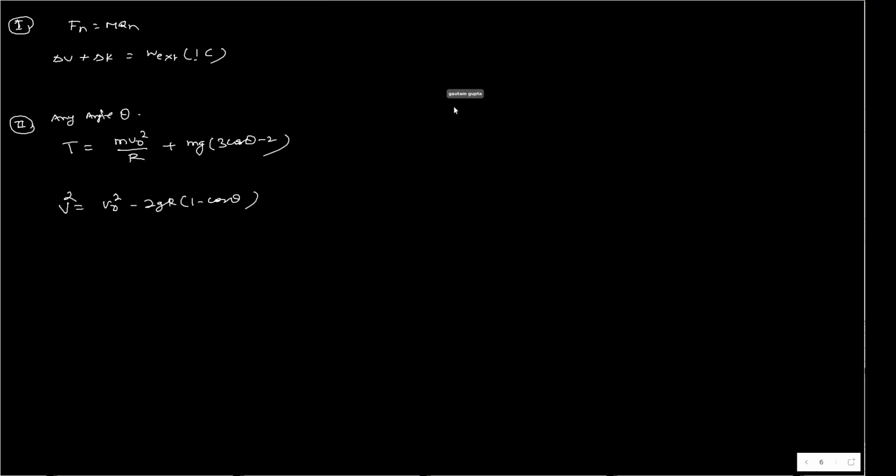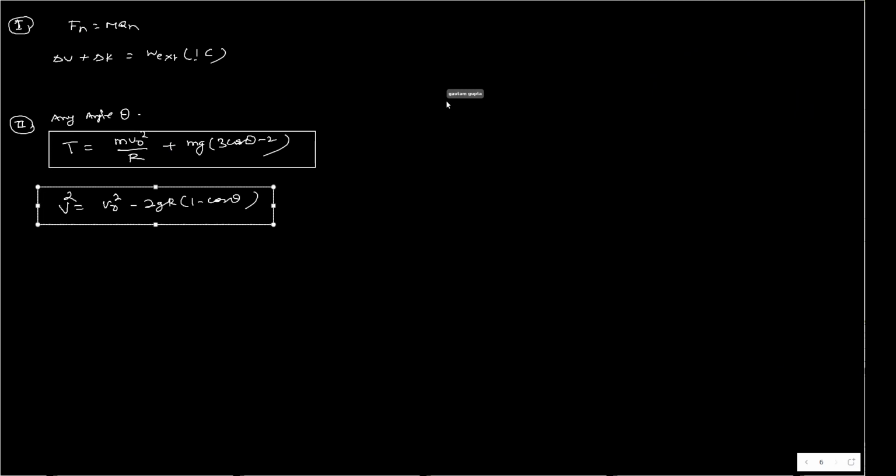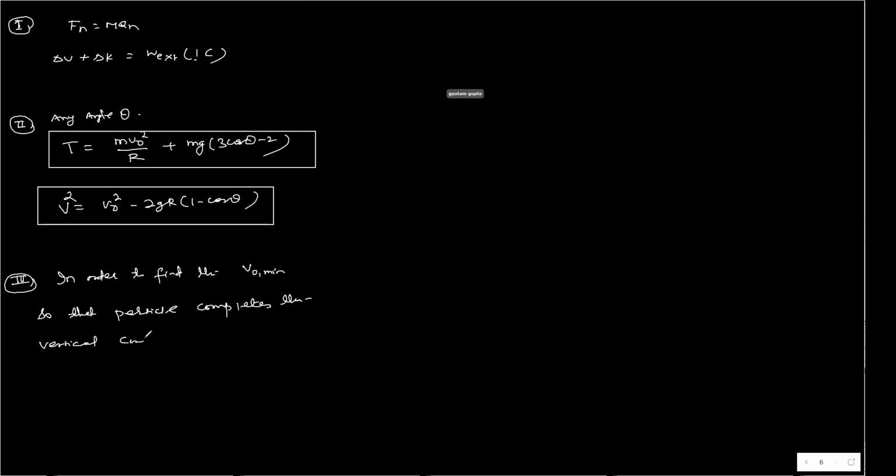Now, if you have to find whether it will be able to complete the circle or not without this derivation, that I'll tell you later. Suppose you remember these values for tension and the expression for velocity. Then what I told you is that in order to find the condition for V naught min, so that the particle completes the vertical circle, is what you do in the tension expression.